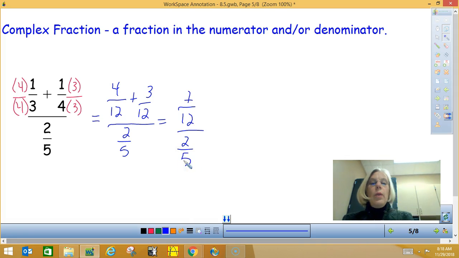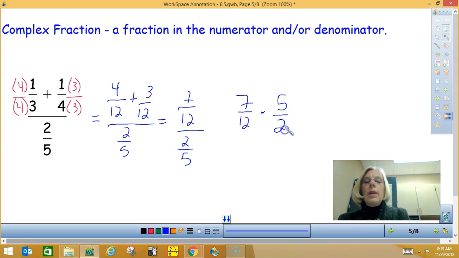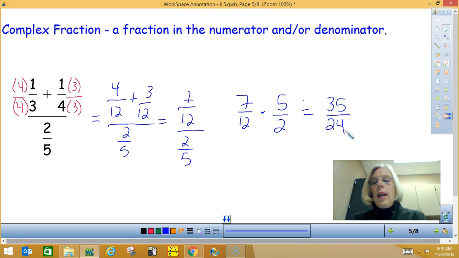And when we divide, we multiply by the reciprocal. So 7/12 is multiplied by the reciprocal of 2/5. The reciprocal of 2/5 is 5/2. If we could cancel, we would at this point, but there are no factors to cancel. So multiplying the numerator together, we have 7 times 5, that is 35. And the denominator, 12 times 2, that is 24. So that's the idea, simplifying complex fractions.